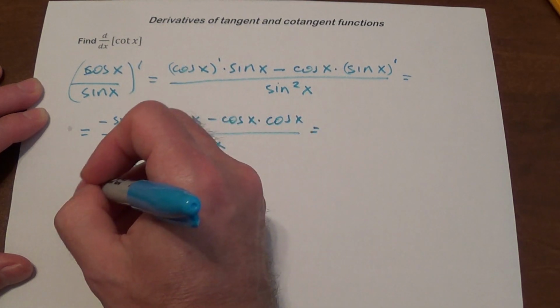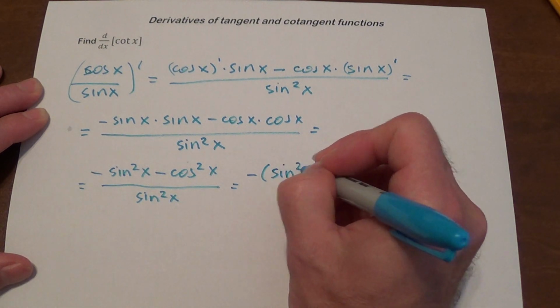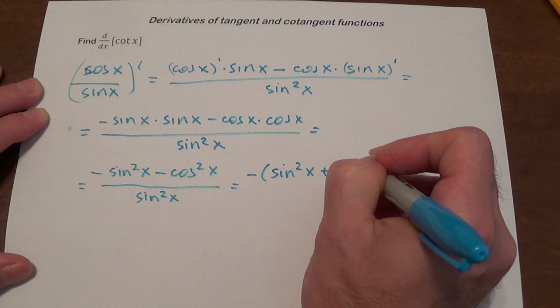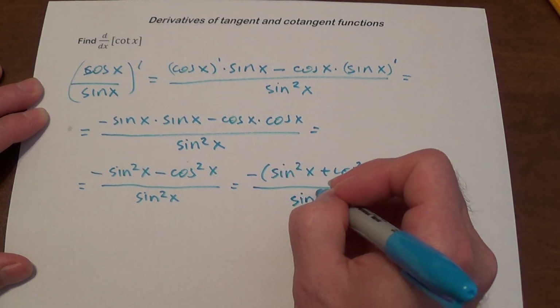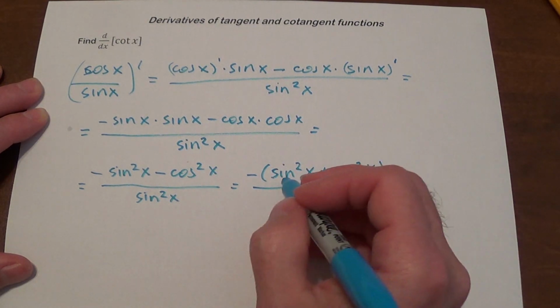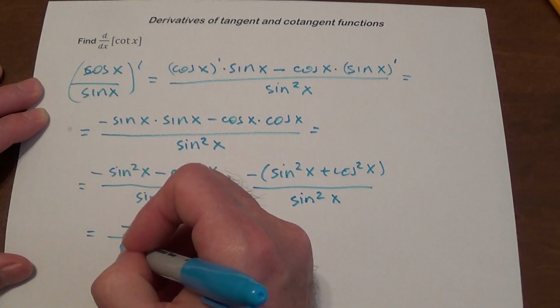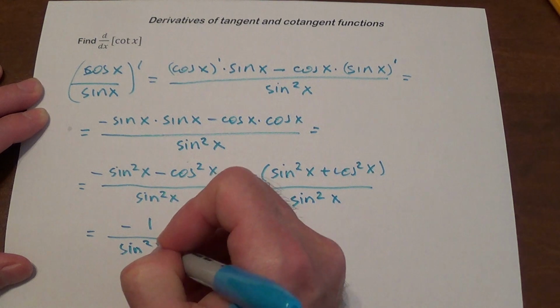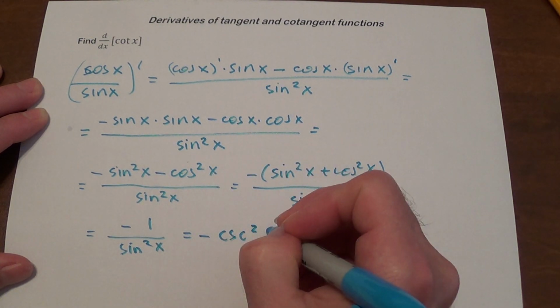So if we factor out the negative, we're going to get sine squared x plus cosine squared x all over sine squared x. So this is negative 1, so it's going to give us negative 1 over sine squared x, which is going to be negative cosecant squared x.